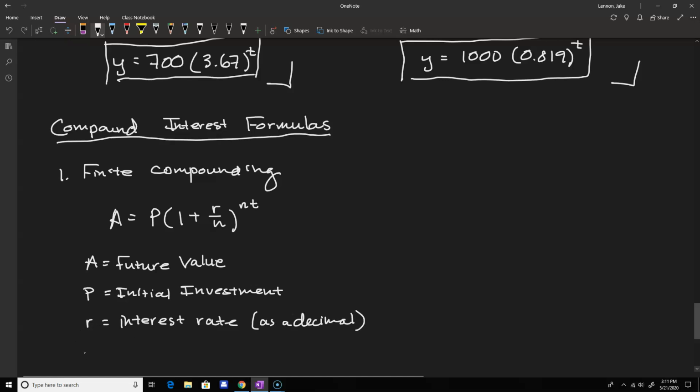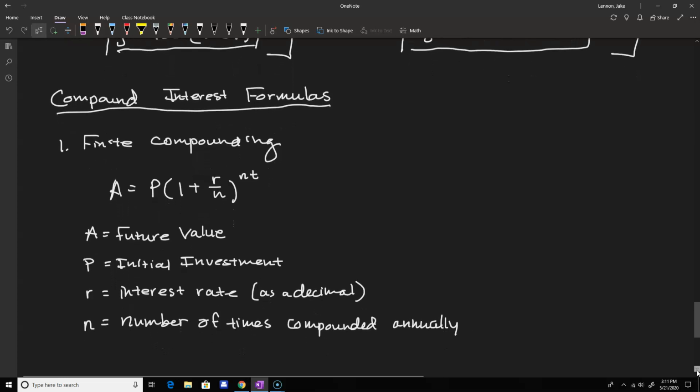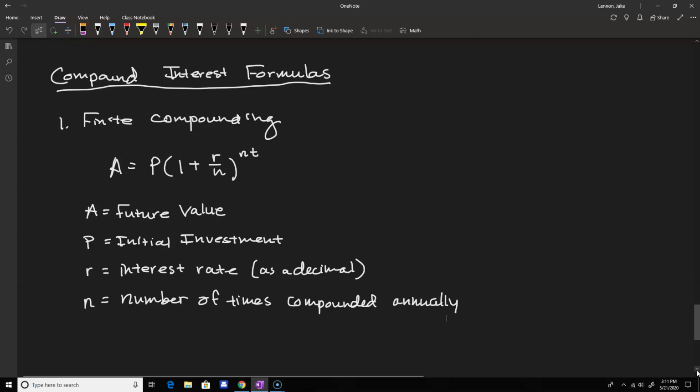N is the number of times compounded annually, and t is the time in years. So if they ever give you a different time, like 18 months, let's say, then you would have to convert that to years. So t would be 1.5, not 18. So this is the time in years.